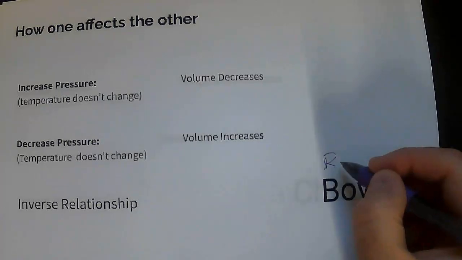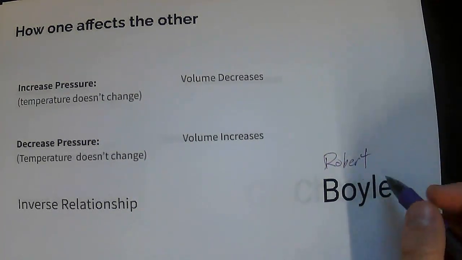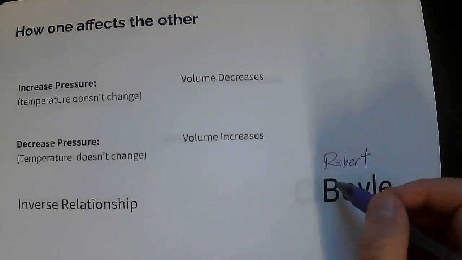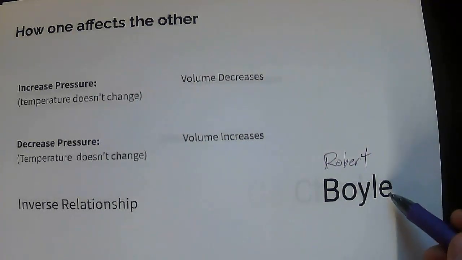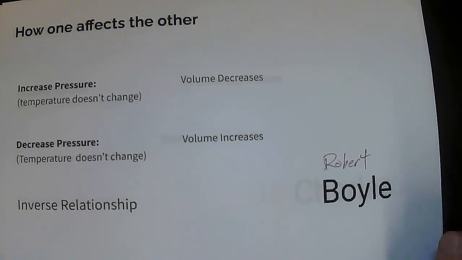You guys may remember Robert Boyle. He does experimentation, and we talked about him in the history of chemistry. He did experimentation. He modernized chemistry. So Robert Boyle is here, and this is what he did his experimentation on, gas laws, okay?